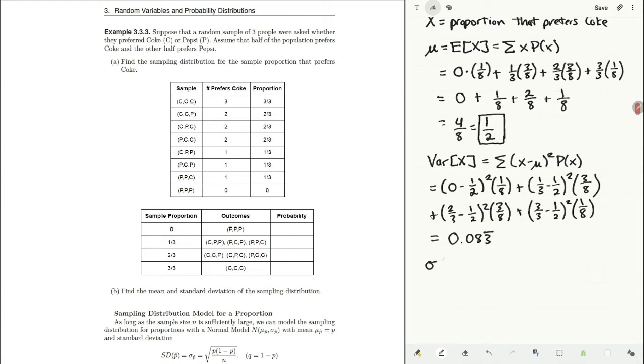And so now we can find the standard deviation by taking the square root of the variance. And so the square root of 0.083 repeating will be approximately 0.29.